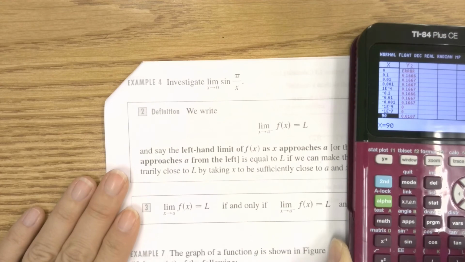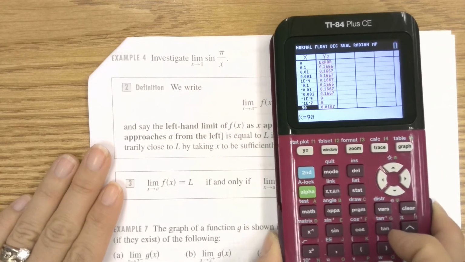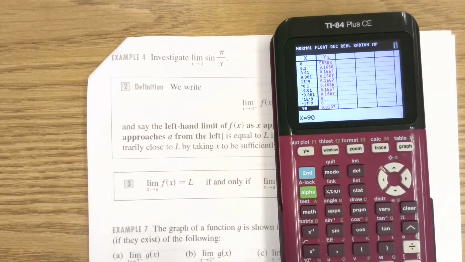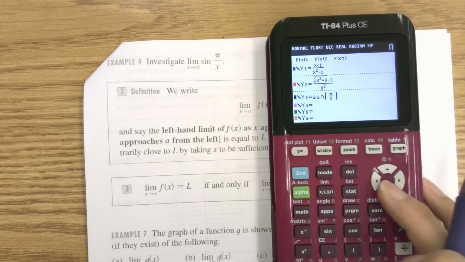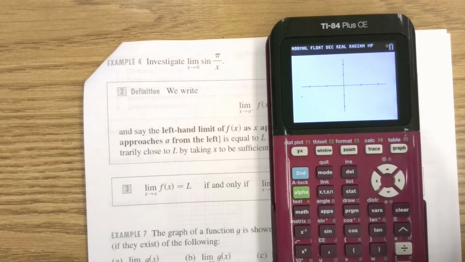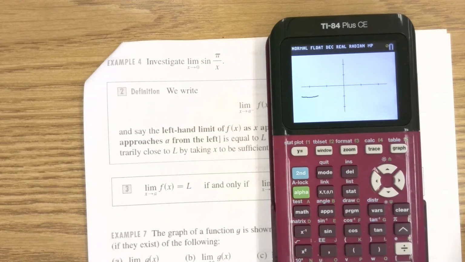Okay. There is one more example up here that's just a little strange. It's the limit as x approaches 0 of sine of pi over x. So I'm going to go to my graph, and I've got this one loaded in here as well. I'm going to take a look at the graph. And remember, I'm already zoomed in a little bit on this one.